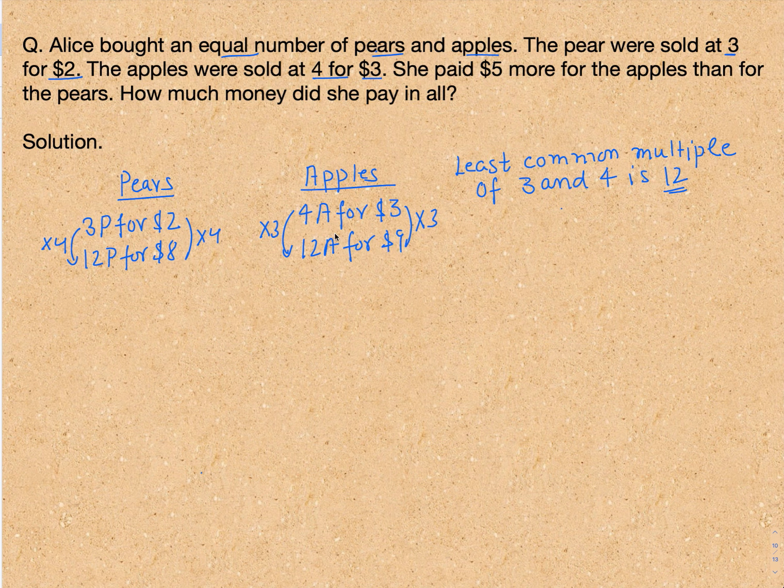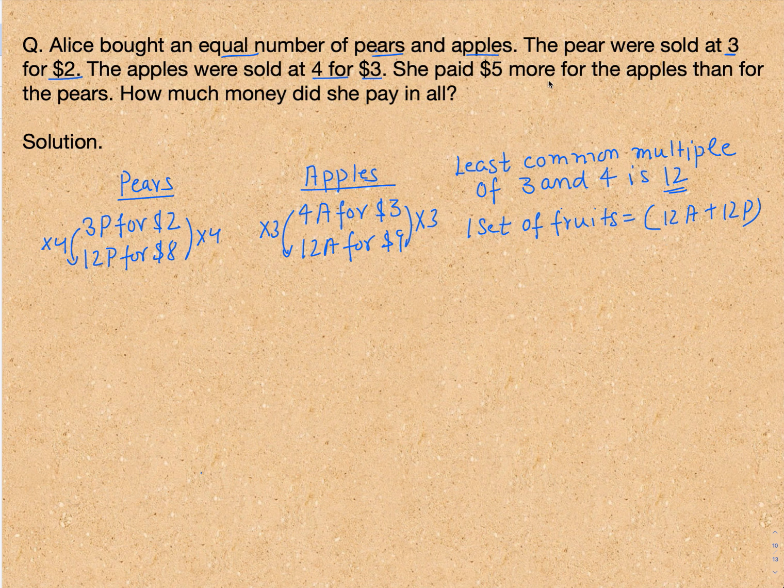Okay, observe how I got this. Let's say that she has bought at least one set. Let's define it: our one set of fruits is 12 apples plus 12 pears. When I say she has bought one set of fruits, it means she has bought 12 pears and 12 apples.